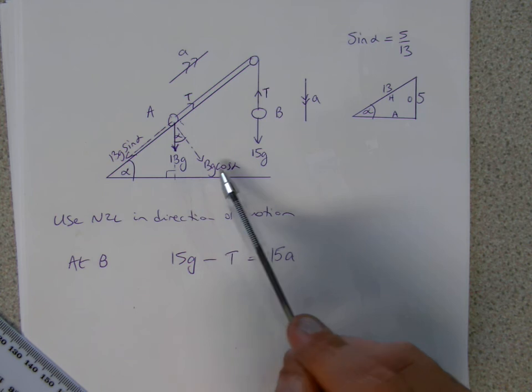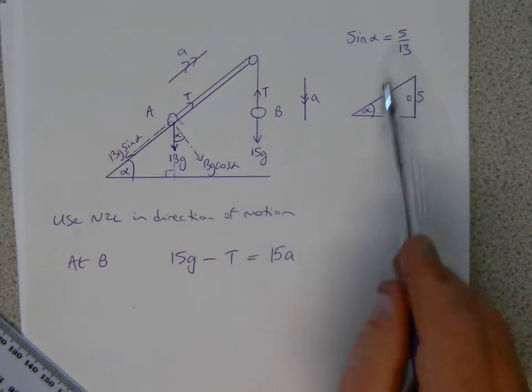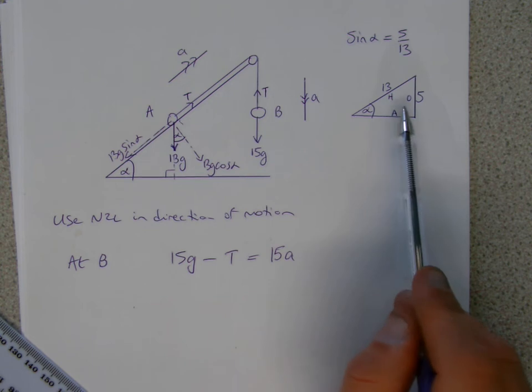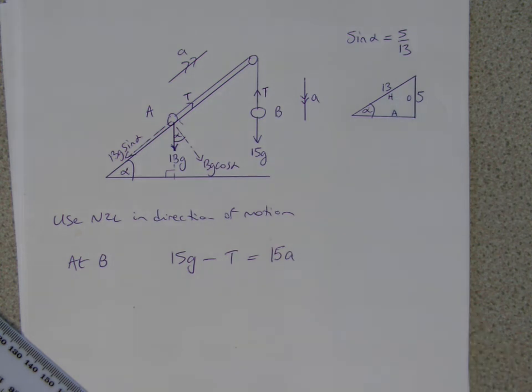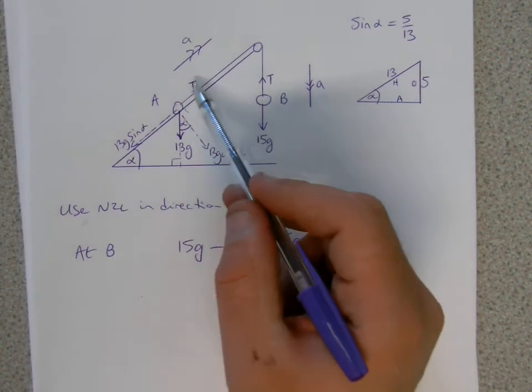If I needed to work out cos alpha, I could use this triangle idea here, because we can use Pythagoras to work out what cos alpha would be. But I don't think I'm going to need it in this question, so we don't have to go down that route. What we need to do is resolve along the string.